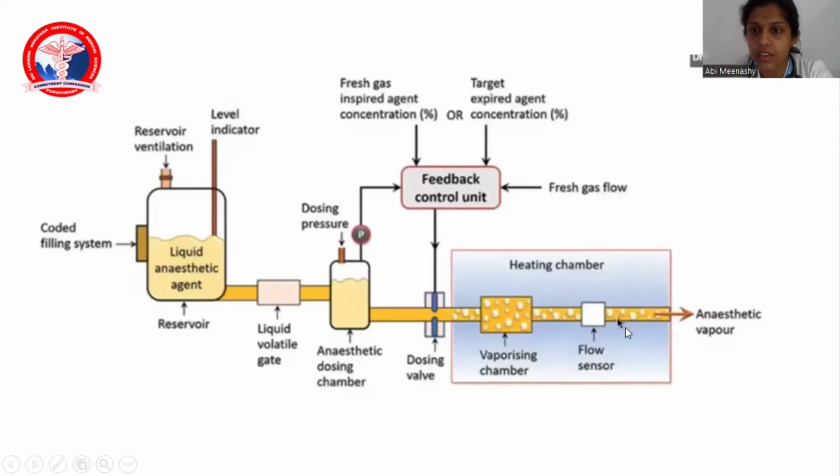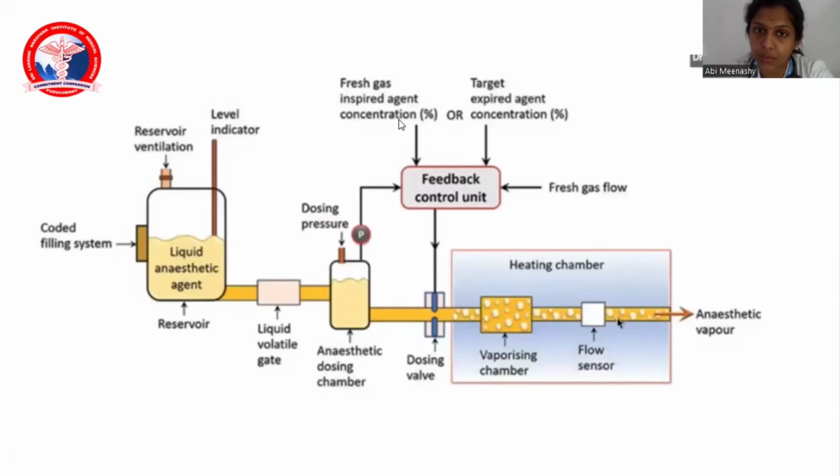The flow sensor is there. So it becomes an anesthetic vapor. So who decides how much vapor, how much liquid is required to make this much vapor? This is according to your feedback control unit. We will feed the percentage of whatever target we need, that concentration we'll feed it.